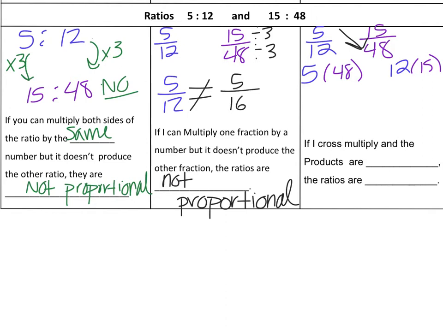So I take 5 times 48 is 240. Then in my calculator, I put 12 times 15 is 180. Those are not equal. So if I cross multiply and the products are not equal, the ratios are not proportional.